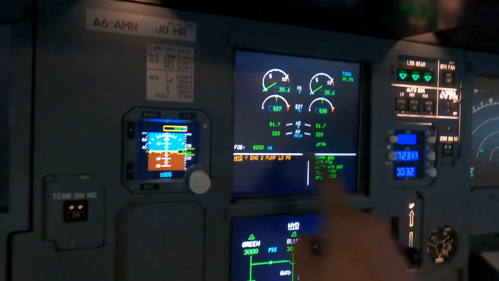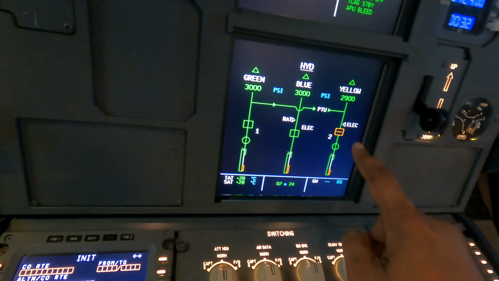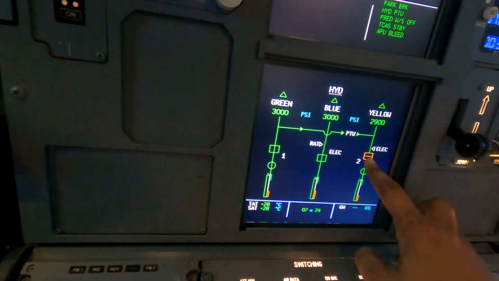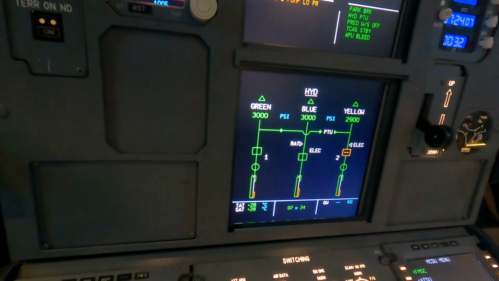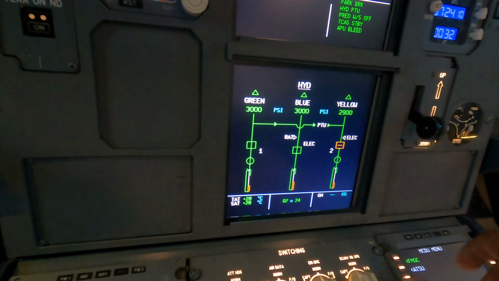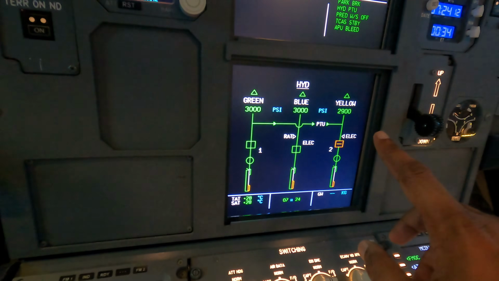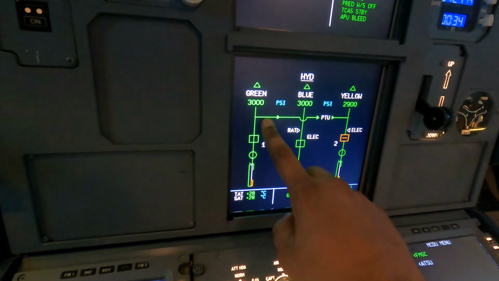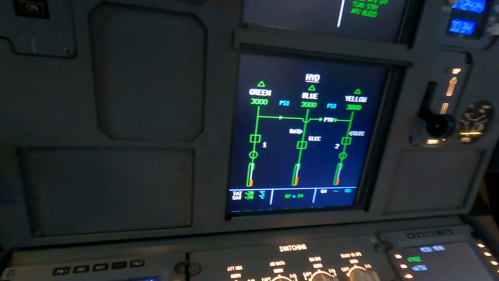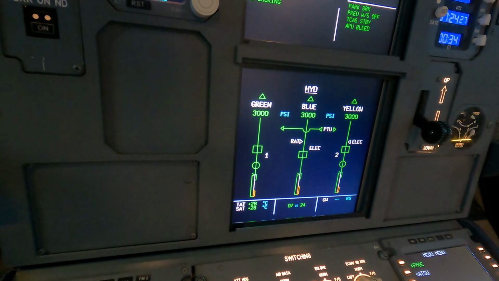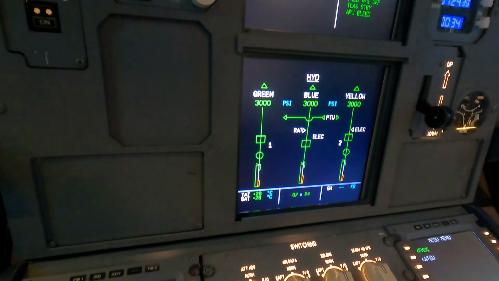Boom. All right, we get a master caution, yellow hydraulic pump, low pressure. But look at that, even though there's low pressure on the yellow hydraulic pump, the PTU takes care of it. All right, the PTU is a very, very important piece of equipment. So the PTU right now is taking care, transferring power from the green system over to the yellow system. Let's turn that pump back on again. And then the yellow pump gets repressurized, and the PTU will go off in just a second. Now the PTU is not connected anymore.